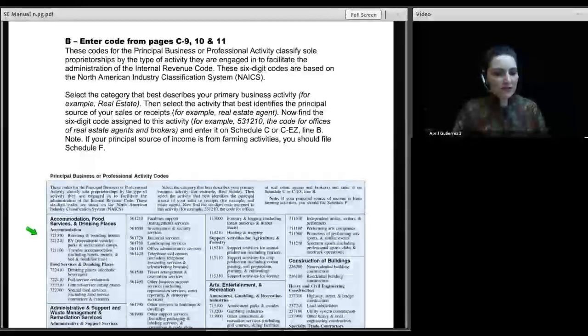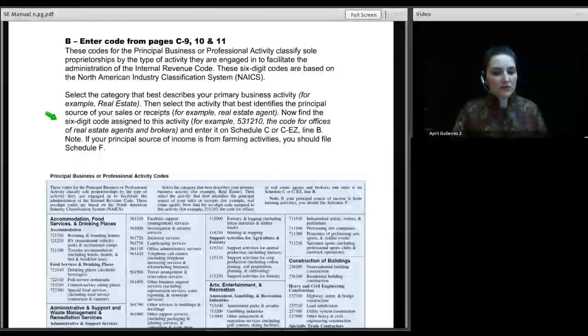So what the IRS wants you to do, and here's their instructions. This is from the Schedule C instructions for this particular line. Enter the code. Select the category that best describes your primary business activity. For example, real estate. Then select the activity that best identifies the principal source of your sales or receipts. For example, real estate agent. Now find the 6-digit code assigned to this activity. For example, 531210, the code for offices of real estate agents and brokers. And then enter it on Schedule C, line B.